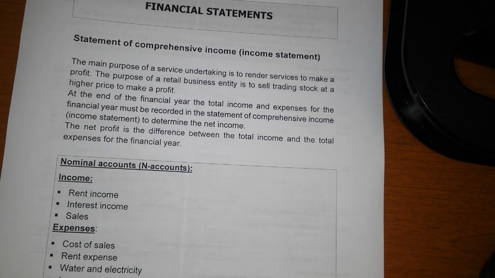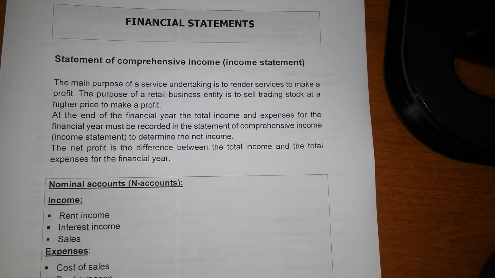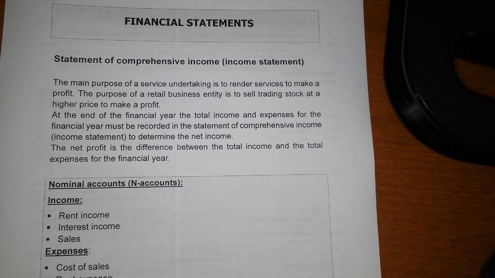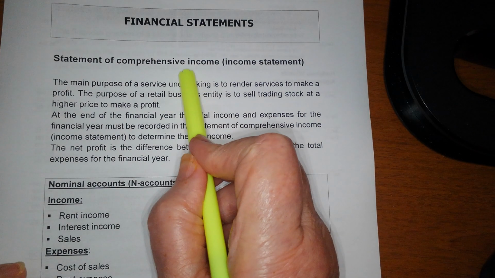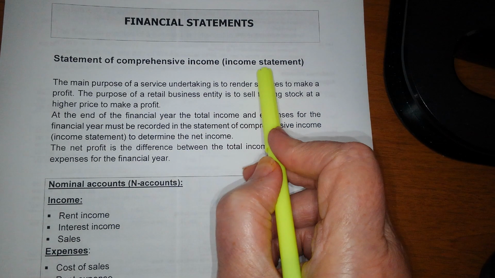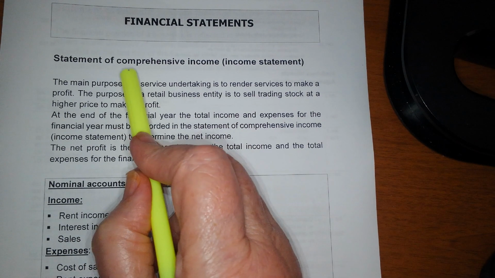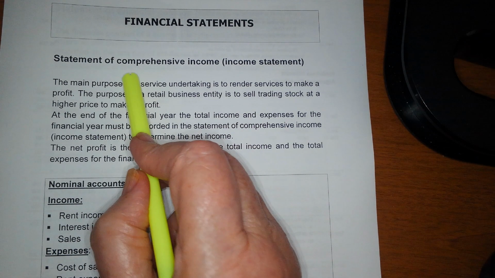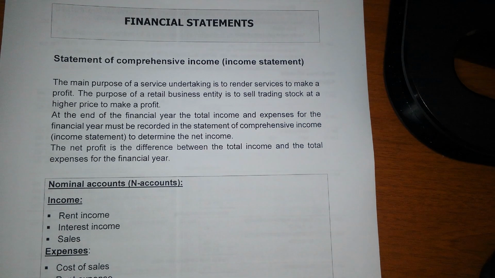So the first thing that we must remember is the whole purpose of a business is to make a profit. So the first financial statements that we will record will be the statement of comprehensive income. It was always called an income statement, but internationally the name changed now to a statement of comprehensive income. So it means in this statement we will write all our income and expenses to determine the profit.